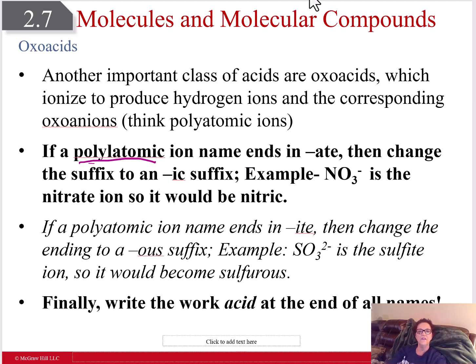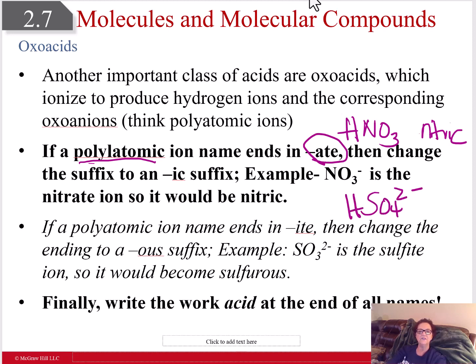And so they would have, if they were from a polyatomic, for example, NO3, if I add an H to that to make it an acid, then that's going to be nitric acid. If I have SO4 2 minus, and so I have to add 2 H's to that one so that it has the +2 there, that's going to be sulfuric. So instead of sulfate, sulfuric acid.